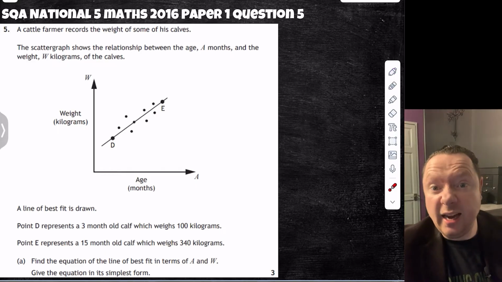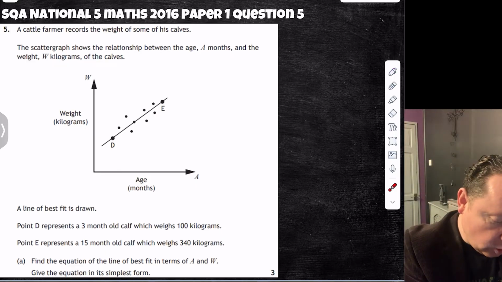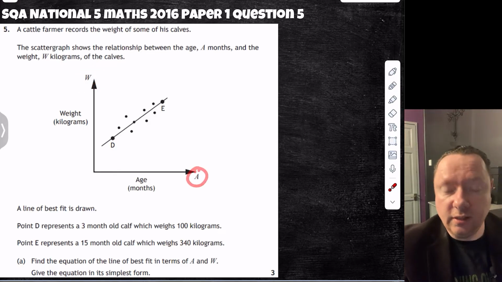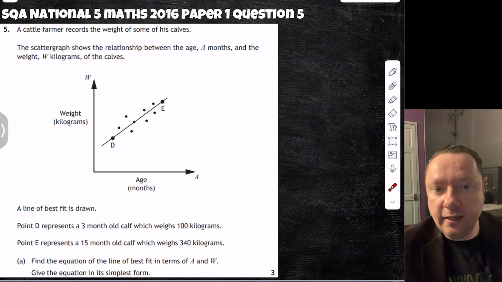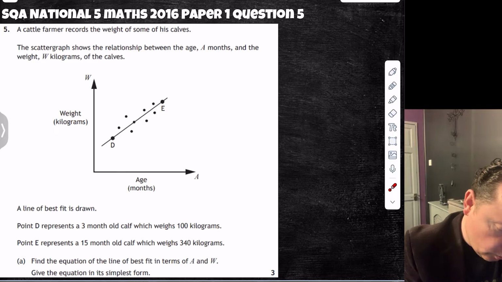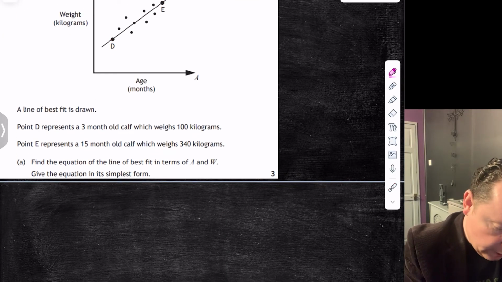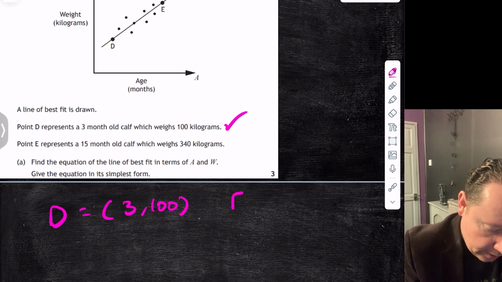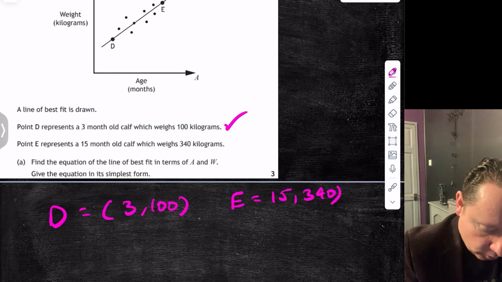So this is straight line in context, where all we've done is changed that Y to W and X to A. So it's still the same idea. We need to find 2 points to find the gradient. Then use y equals mx plus c, or y minus b equals m(x minus a). I use the second one usually. So there's my point D, there, and E. So let's write down the 2 points to start with. D is 3, 100. It tells me here. E is 15, 340. That tells me there.